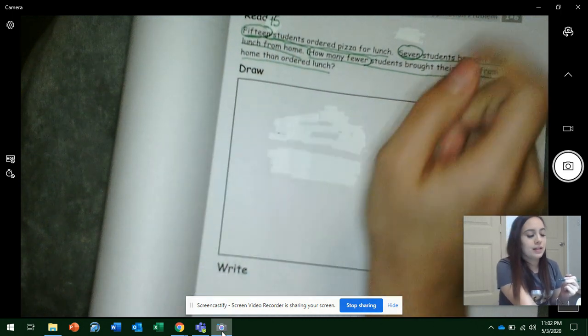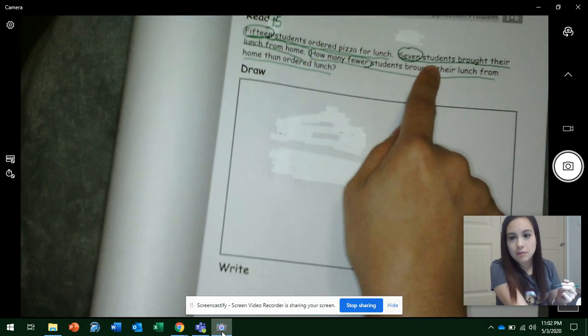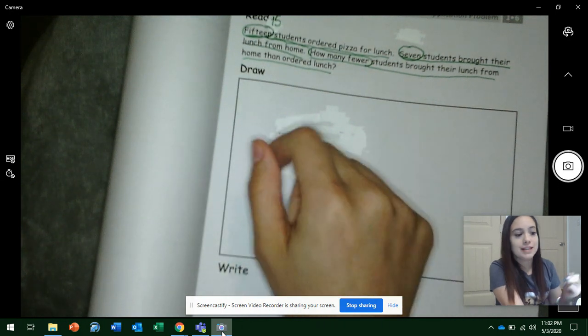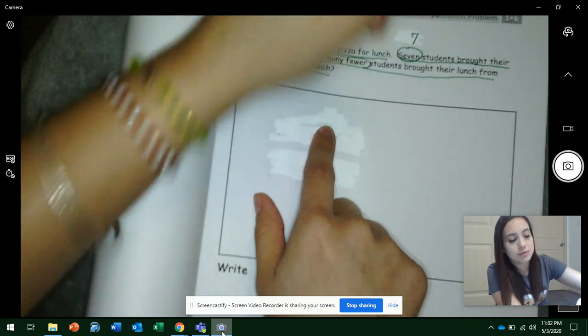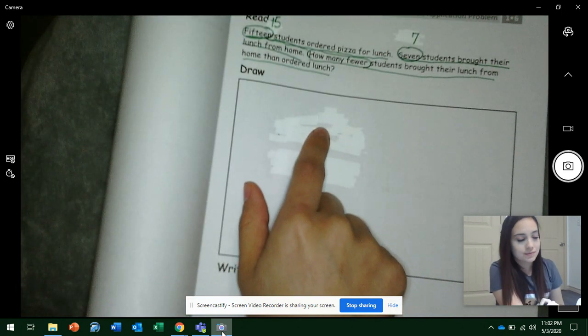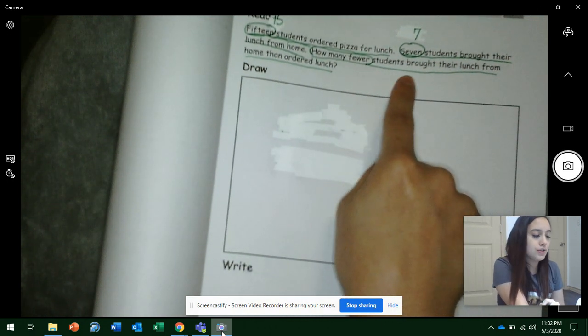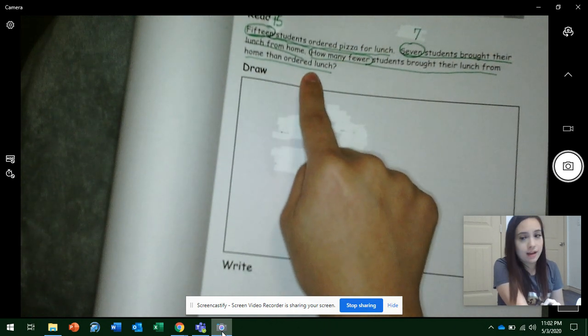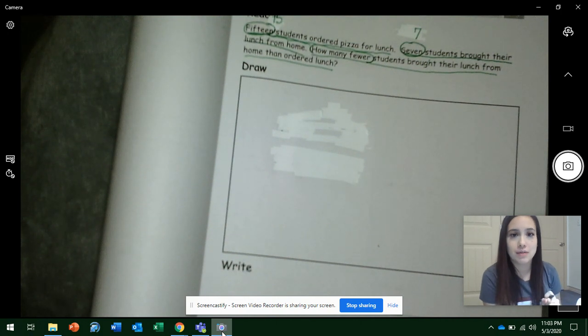Ready? Now, 7 students brought their lunch from home. How many students brought their lunch from home? Get ready. Yes, 7. So you're going to circle 7, and we're going to put the number 7 at the top, so we know that's the number 7. And then it says, how many fewer, keyword right there, students brought their lunch from home than ordered lunch? So we are going to compare. So that means, are we going to add or subtract? Get ready? Yes, we are going to subtract, minus, right?